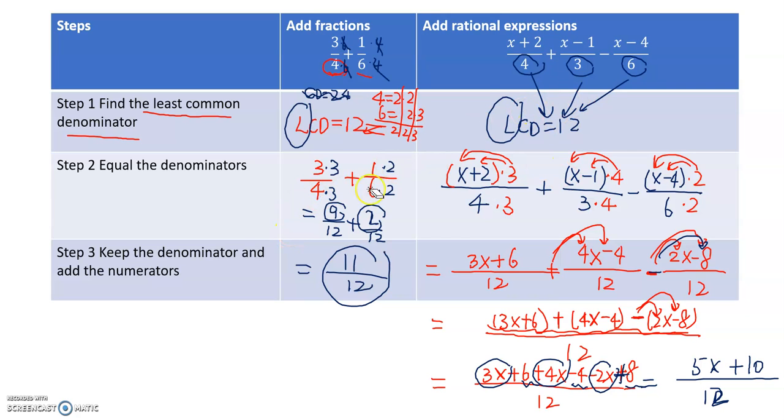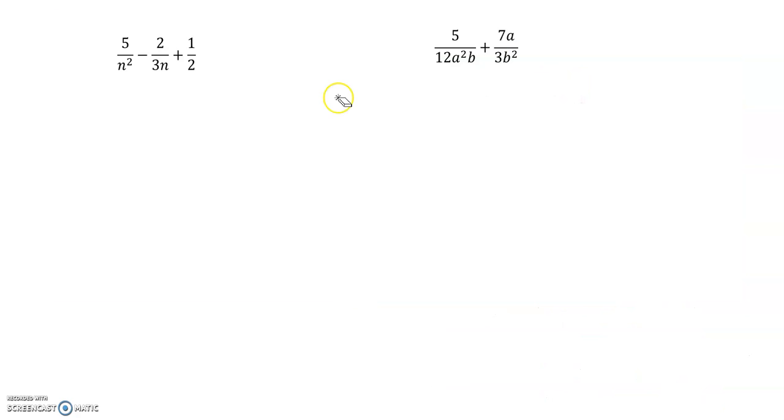And the next step will be the next type of question. We will have variables in the denominators, because in the first example we didn't have any variables: 4, 3, 6. So the process of finding the LCD is the same as adding fractions. But what if we have variables in the denominator? In these two examples, as you can see, we have n squared, 3n variables in the denominator, or a squared, b squared. How do we find it? The first step will still be the same, finding the LCD.